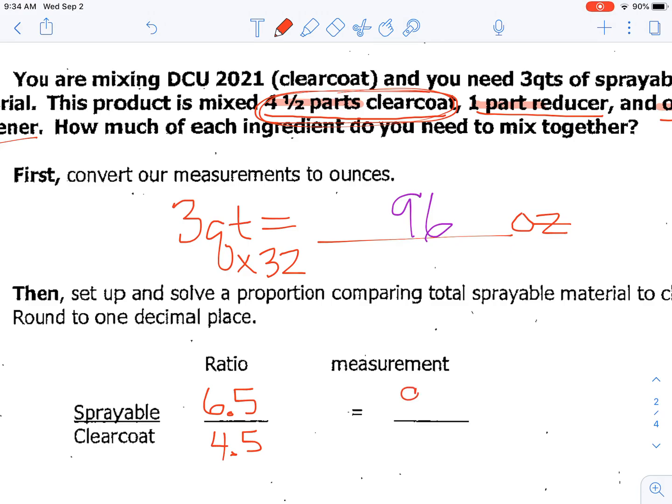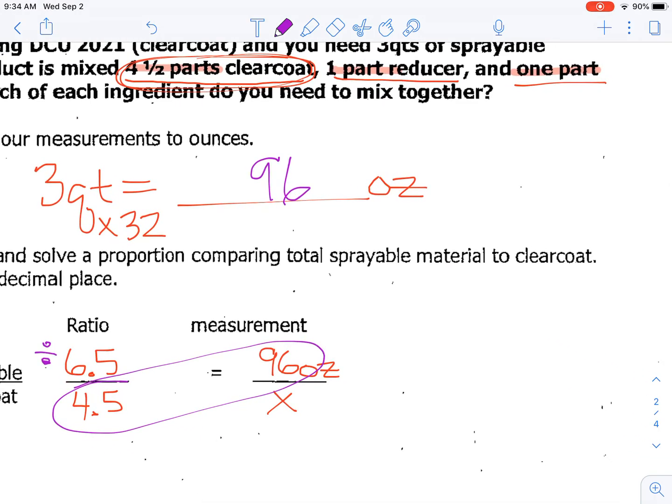We know that we need 96 sprayable ounces, so that's going to go on the top here. And we don't know how many of those are going to come from clear. So we cross multiply, we divide by our extra number, 96 times 4.5 divided by 6.5. We get a decimal, it's okay, we're going to round it. We get 66 ounces of clear coat.